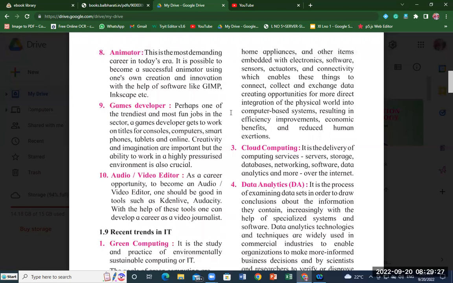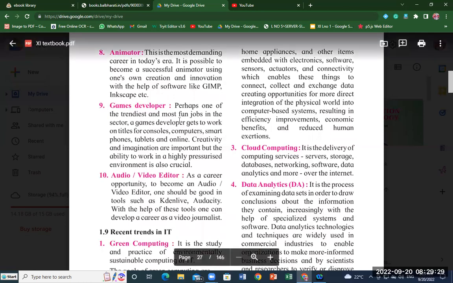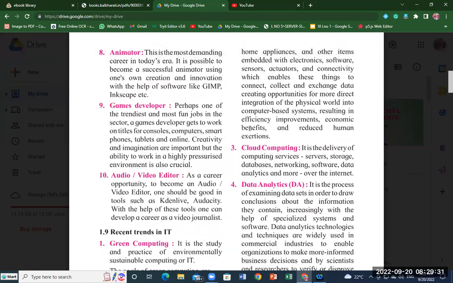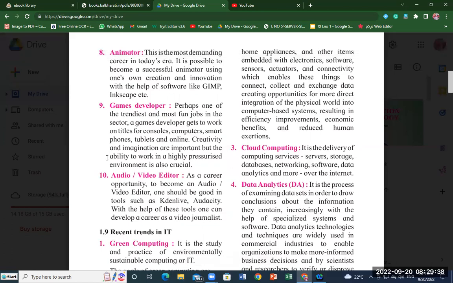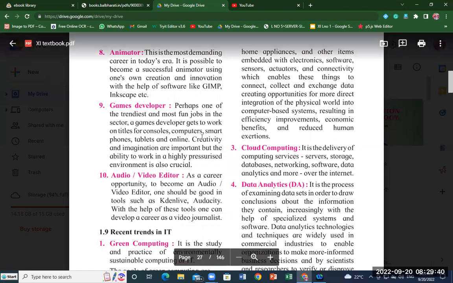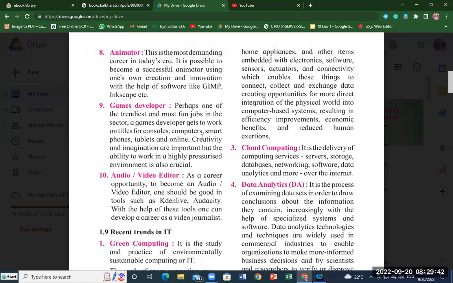Games developer, perhaps one of the trendiest and most fun jobs in the sector. A game developer gets to work on titles for consoles, computers, smartphones, tablets, and online, right? Your different games. You can see their graphics, you can see the flow of the game, right? After this, what should happen? If this is killed, what should happen?